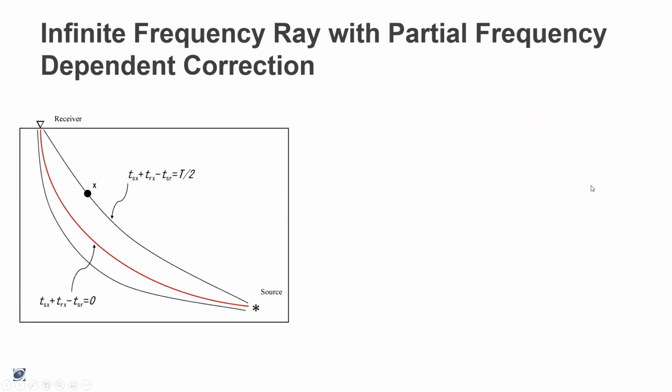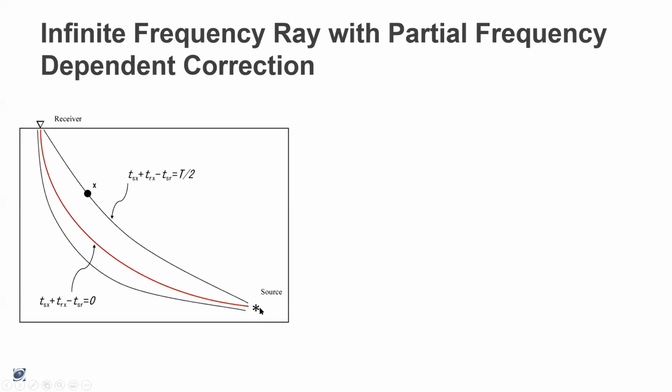Now, partial frequency methods. The one that we're going to describe here is what we call the wave path equal travel time tomography method. It assumes an infinite frequency ray path, so modeling the ray path from receiver to source, assuming infinite frequencies, this red line.